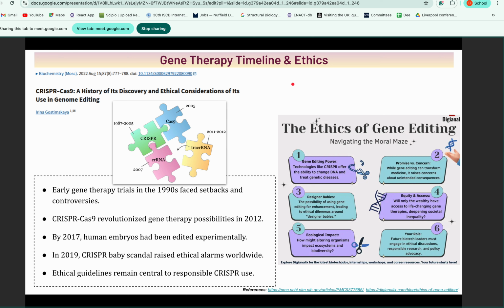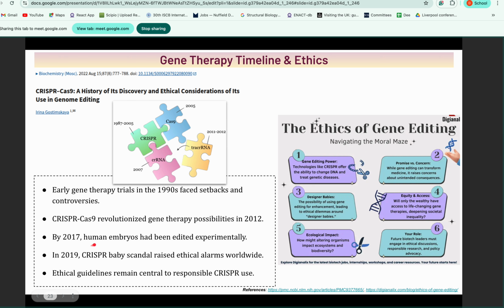Now we'll talk about the gene therapy timelines and the different ethics which exist. This is a paper in which they have properly talked about how CRISPR-Cas9 was discovered and what the ethical considerations are, that is, how we should use it in genome editing. Early gene therapy trials were done in the 1990s and they faced quite a few setbacks and controversies. Then CRISPR-Cas9 came and it revolutionized gene therapy possibilities in 2012.